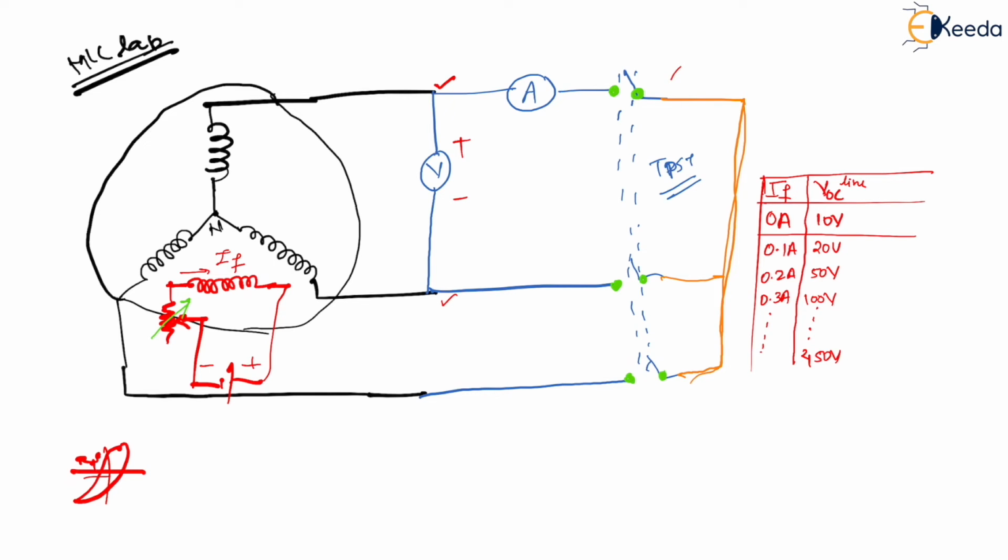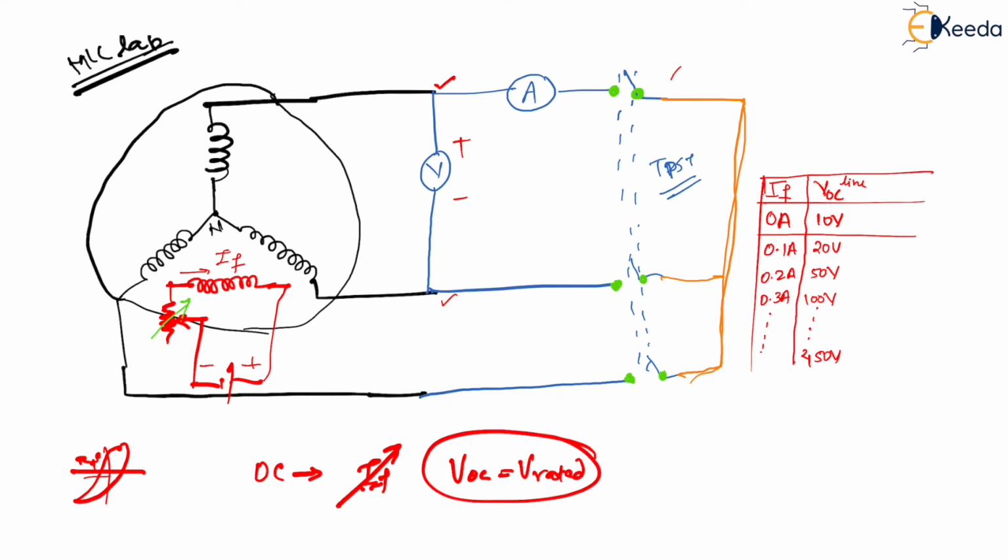Now, the OC test, we have already discussed them in our transformers, correct? Yes. Now, if the OC test is applied, you have to go on varying the field current, up to where? Till you get VOC equal to what? V rated. Yes or no? Yes. So let me consider that your V rated is, let us say, 450 volts.